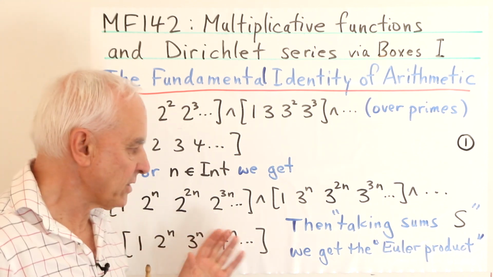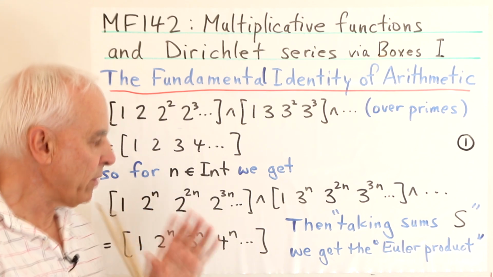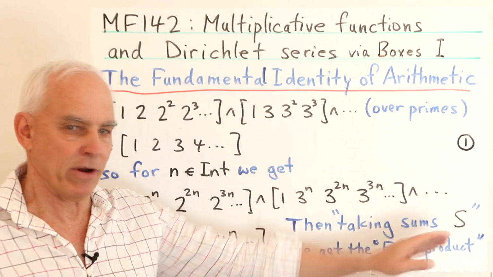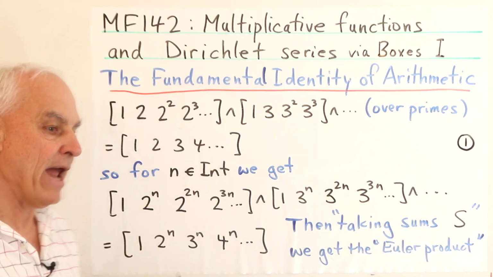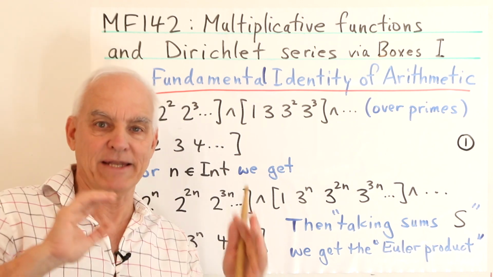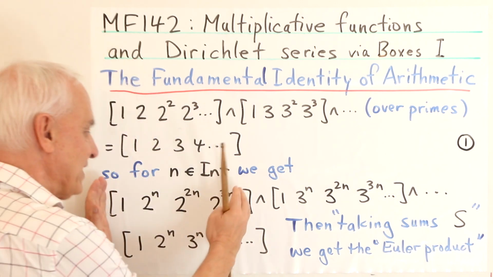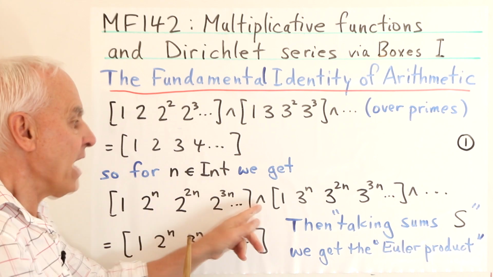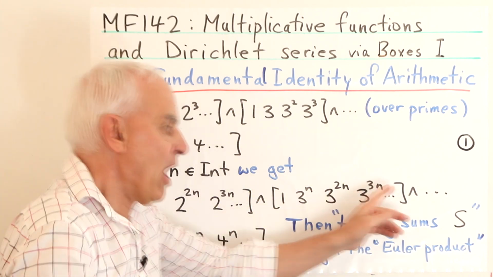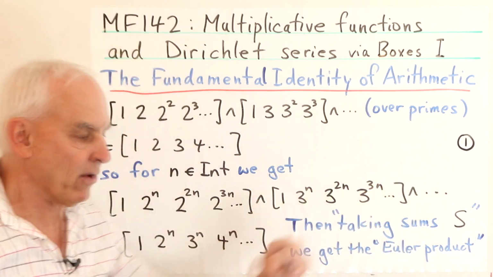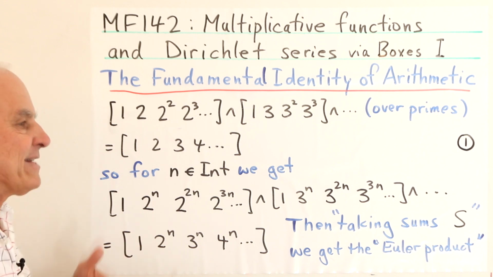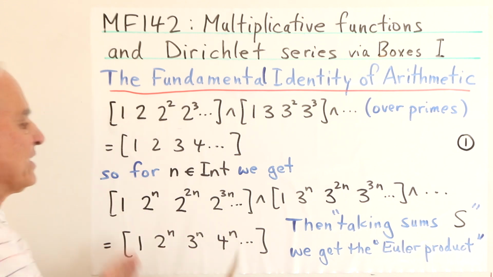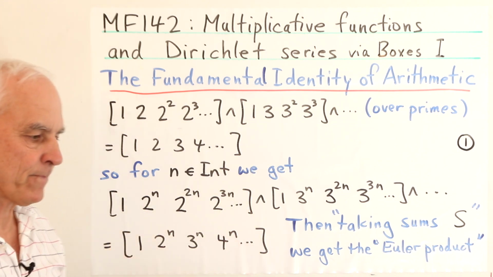And then we saw that to connect with the Euler product, what we do is we apply this sum operator, which takes one of these boxes and adds up all the elements in the box. So the sum of all these elements, times the sum of all these elements, times the sum of all these elements, etc. That should in some sense be equal to the sum of all of these.